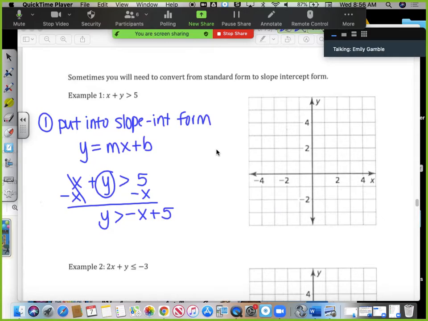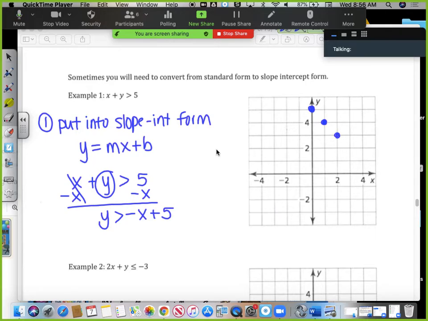So once I have it in slope-intercept form, I know that there's an inequality symbol, not an equal sign. But now that it's in this form, I can pretend like it's y equals negative x plus 5 to graph. Where would I start on my y-axis? 5. Yep, 5. And then from here, I use my slope to get to another point. The slope is the number in front of x, which is what? Negative 1. Yes, negative 1. So because it's a negative 1, that means I go down and over. So down 1 over 1, down 1 over 1.